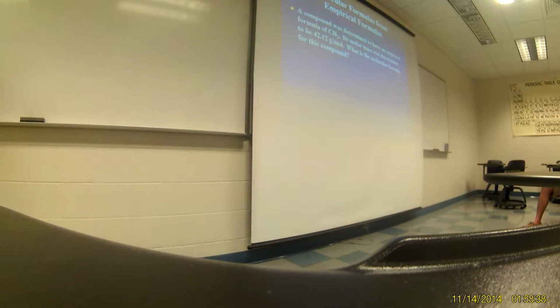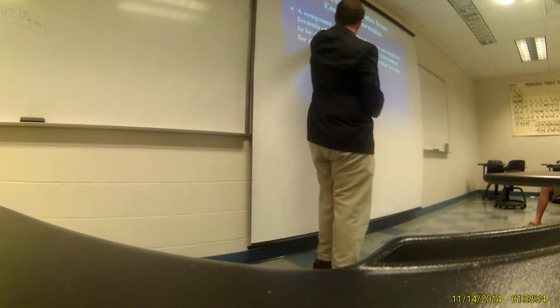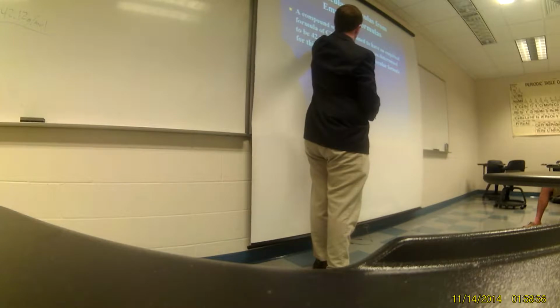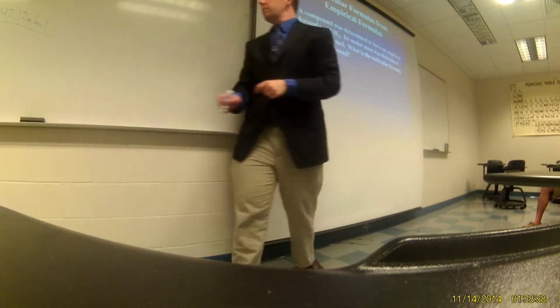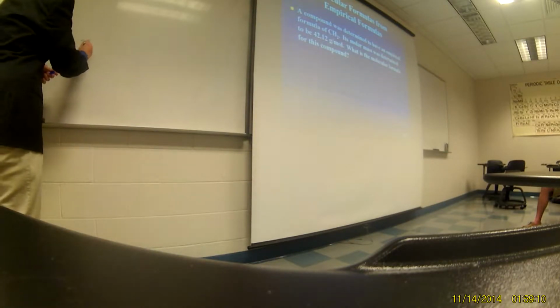Experimental is what's given to us, 42.12 grams per mole. What is the molar mass of the empirical formula? 14. Carbon is 12, plus 2 from the hydrogens is 14. What is 42.12 divided by 14? 3. It's 3.00213.